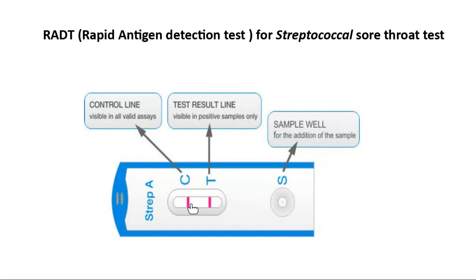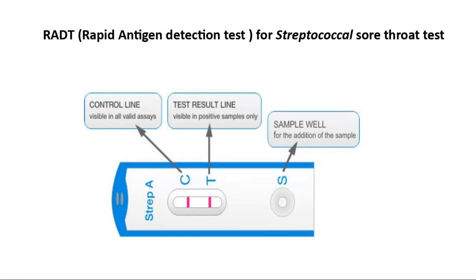If this line is present and this line is not present, for example, this line is not present, it means the test is valid and the test is negative. If both lines are not present, it means the test is negative as well as invalid. So more importantly, this line should be there.